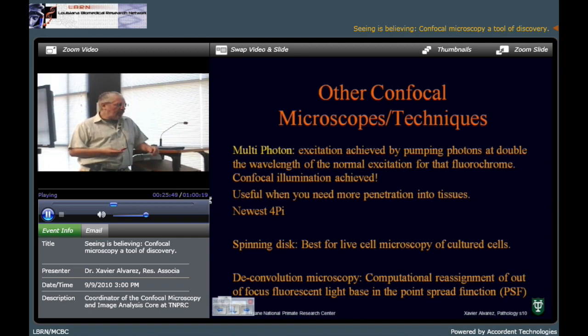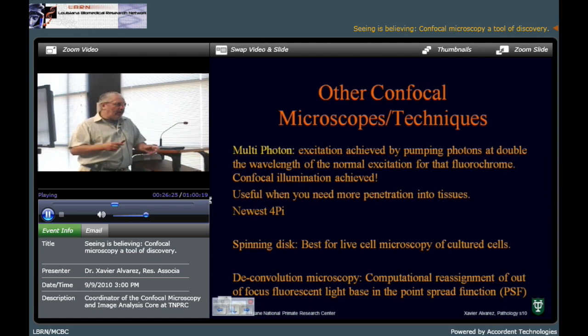The other is this spinning disc, the Yokogawa way of doing confocal microscopes, and it's an excellent piece of equipment for cultured cells. It doesn't have any penetration in tissues, but for live microscopy, you could see organelles moving inside cells. It's a marvelous thing. But for example, the 4P is around $500,000. The spinning disc is about 300,000, or 200,000. Then not a lot of people will buy one and say, okay, give me one.